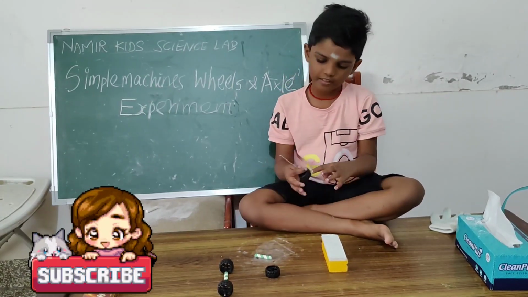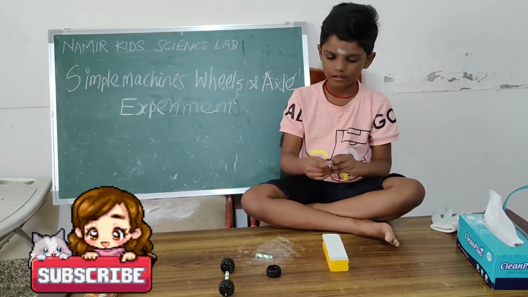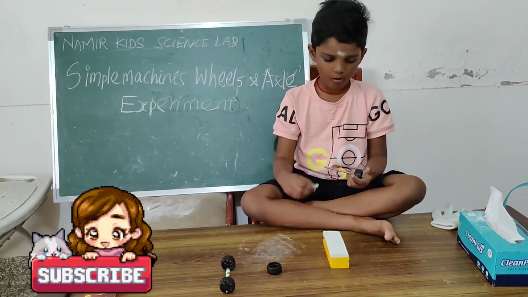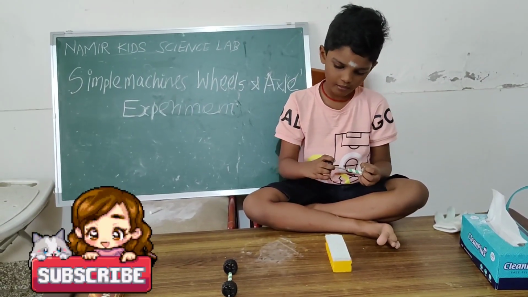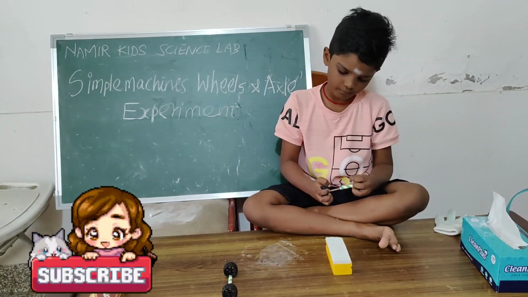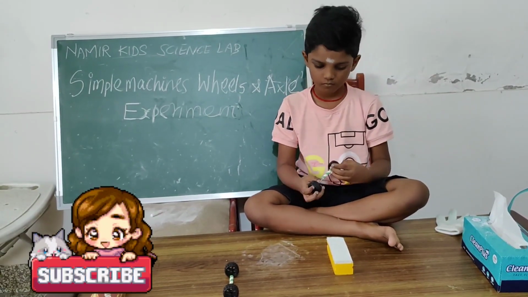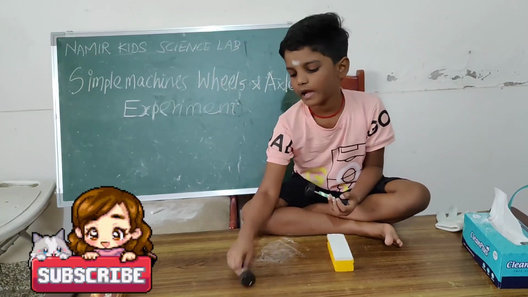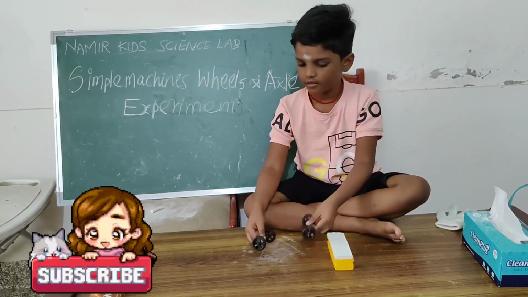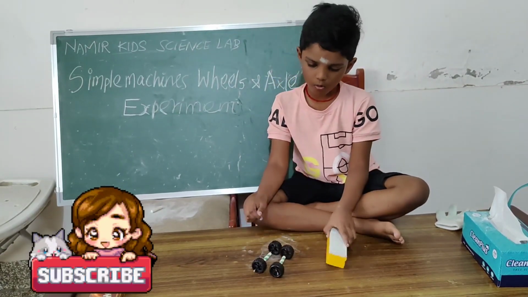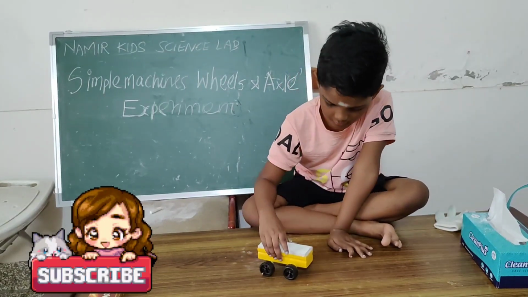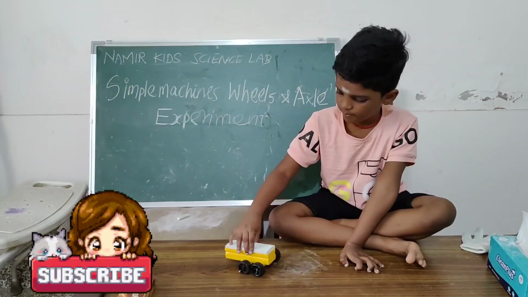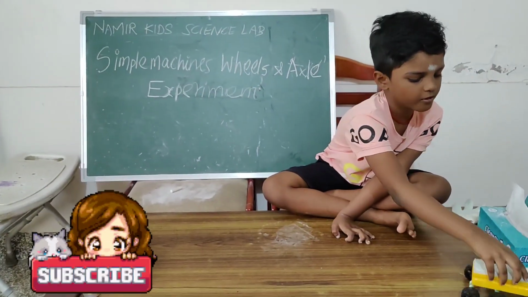This is wheels. This is axle. Now we have to make these. We have to make two of these. Now when we add the heavy object on it, it's much easier to move because it reduces the frictional force.